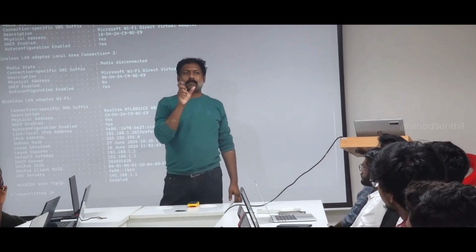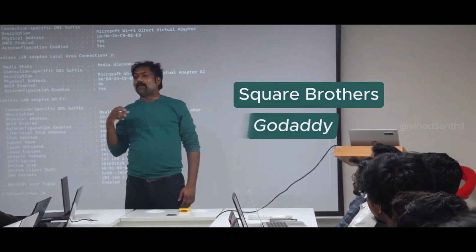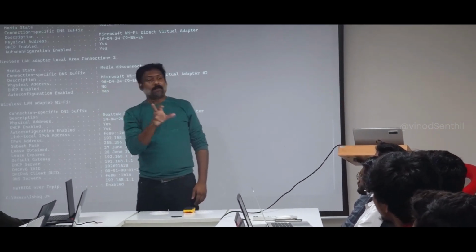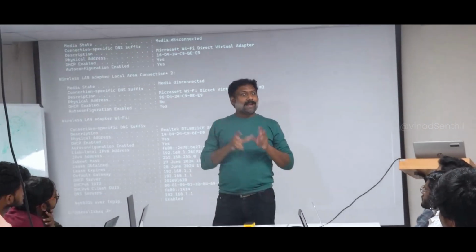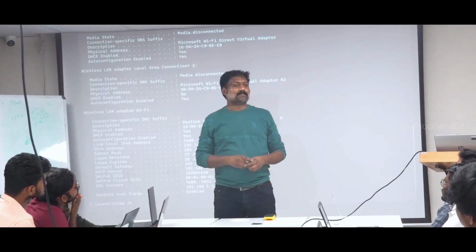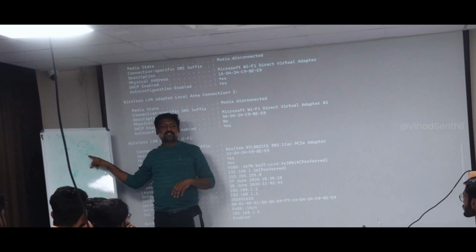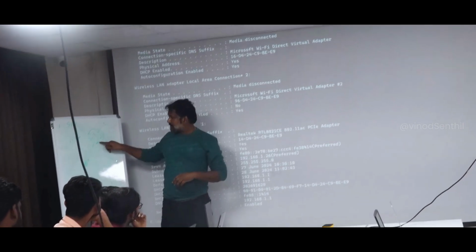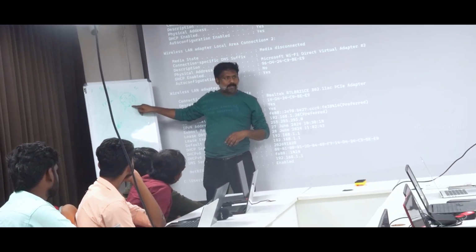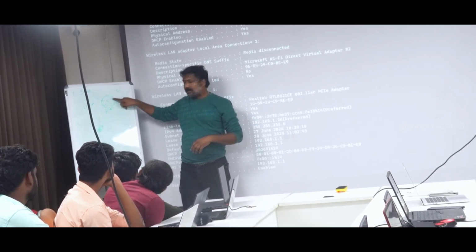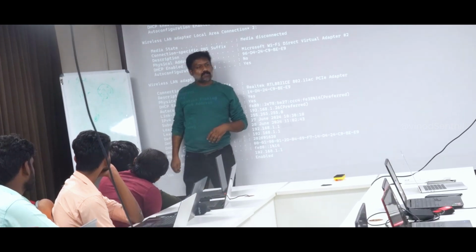Right? Whenever you buy a domain name, say from Square Brothers or GoDaddy, they will map this name with the IP address. Am I clear? So that list will be there in the DNS servers. Trusted DNS servers will share that. Now, in Anna University, one system is sitting in this perimeter. Right, this system knows the private IP here and the public IP outside. Yes or no?